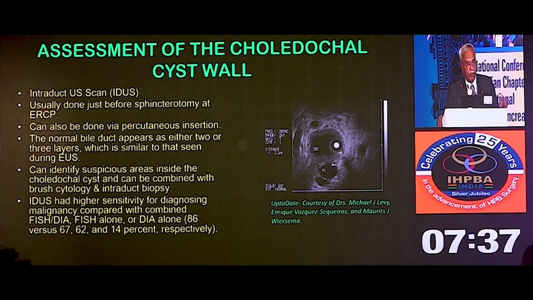Because you need a bit of fluid filling up the common bile duct. And the normal common bile duct appears as 2 or 3 layers. It can identify suspicious areas in a choledochal cyst, and then you can take a brush cytology or an intraductal biopsy. And it has a very high sensitivity for diagnosing malignancy compared with FISH or DEER, or FISH or DEER alone.